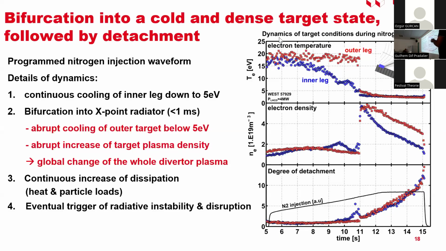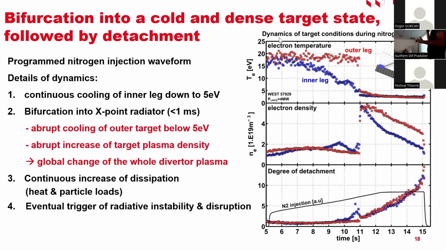And you see at the outer leg, nothing happens. It's the same 20 eV. And eventually, there is this bifurcation into the MARF. The outer leg cools immediately, within 1 millisecond. And both legs now fall in this cold regime of 3 eV. And when this transition occurs, you see the density on the 2 legs increasing tremendously. Okay?